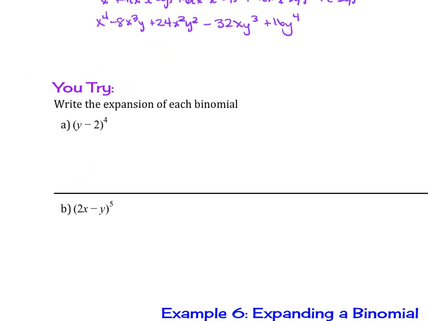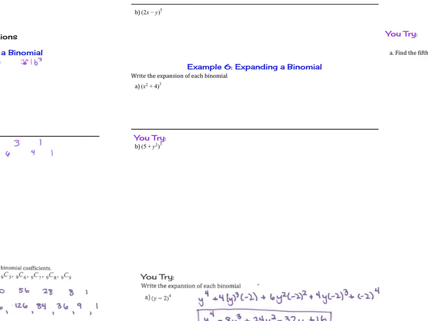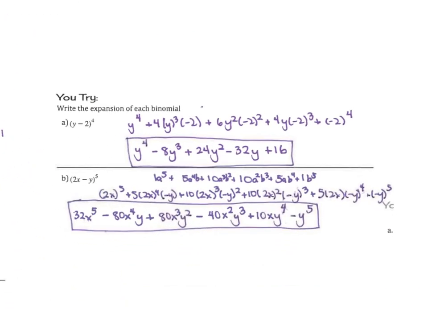So try this example here. Write the expansion of each binomial. So trying it out, these are the answers you should have gotten. So y to the fourth minus 8y cubed plus 24y squared minus 32y plus 16. And then for b, it's 32x to the fifth minus 80x to the fourth y plus 80x cubed y squared minus 40x squared y cubed plus 10x y to the fourth minus y to the fifth.